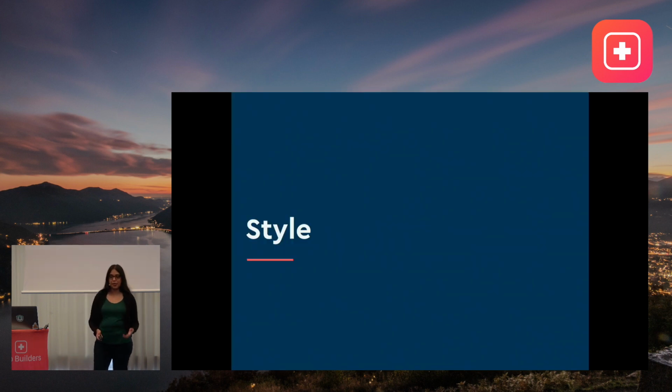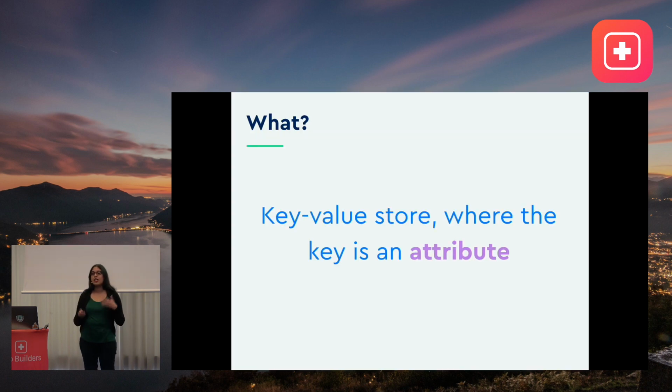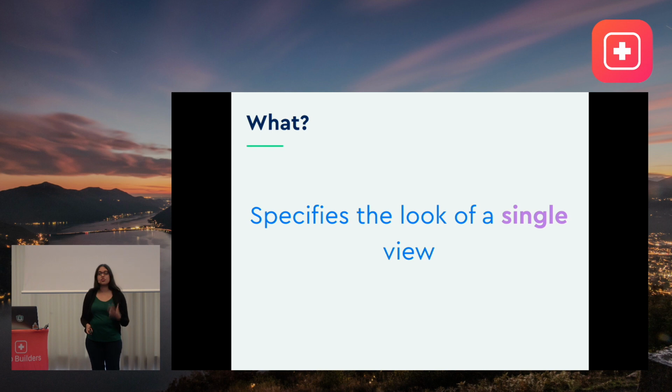Starting with the style. It is the basic building block of styling on Android. It is a key value store, where the key is known as an attribute, and the value is what we provide in the style. It also applies to only a single view. So if you apply a style to a view group, it's not going to apply it to all of the child views. It only applies it to that single view group. Whereas there are styling techniques, such as themes, that do apply to all of the child views, but styles isn't one of them.